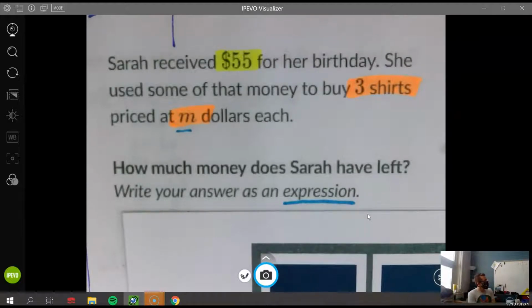An expression, right? An expression. Don't just shout it out. Raise your hand and explain it to me. So, Douglas, how are you starting your expression and why?